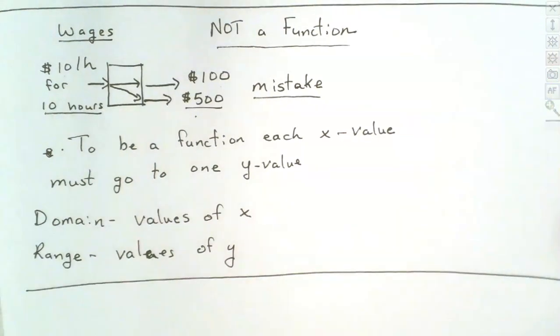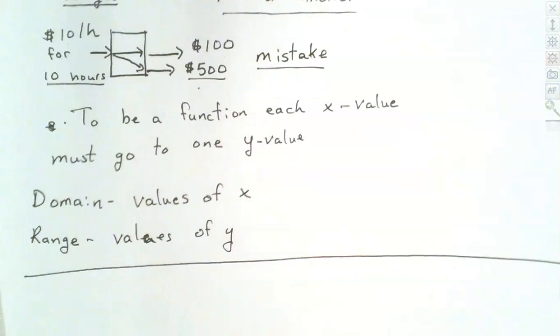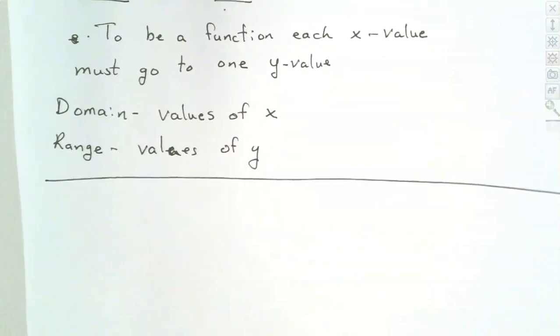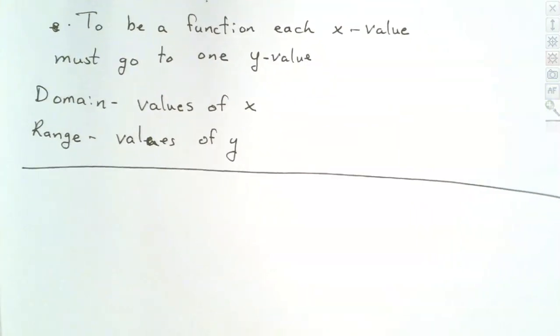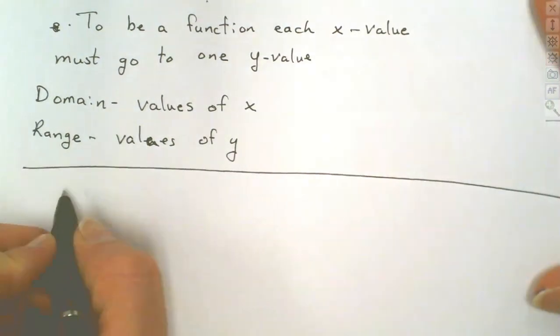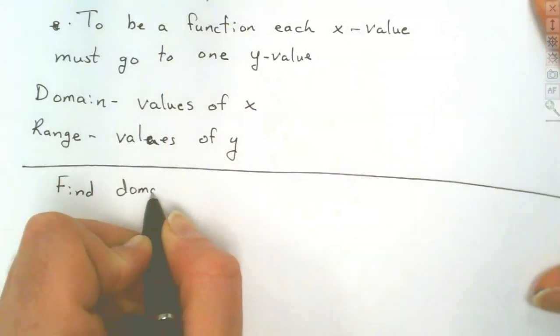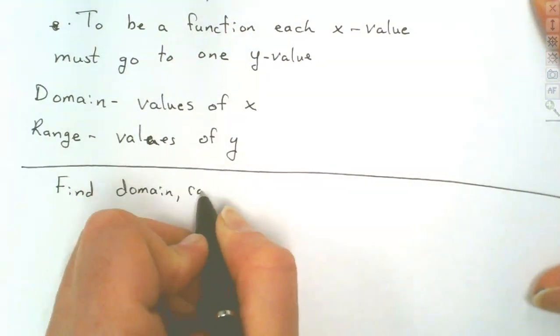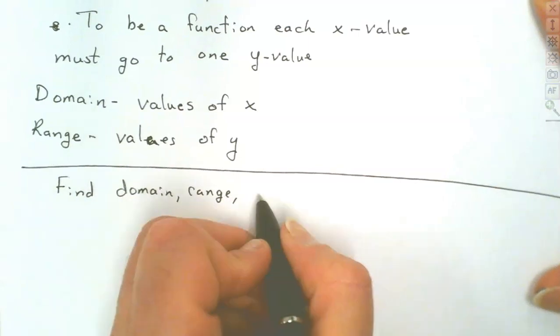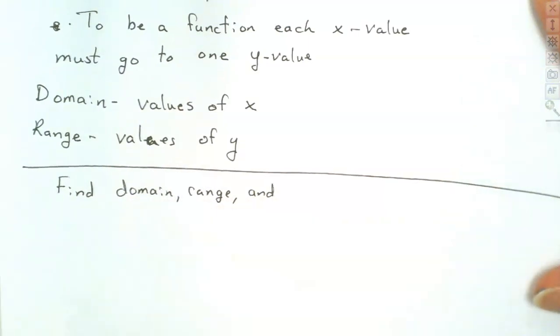Now I'm going to give you some ordered pairs here, and you're going to tell me what the domain and the range are, and whether or not this is a function. So this is pretty simple here. You've probably seen this before. So I want you to find the domain, range, and decide if it's a function.